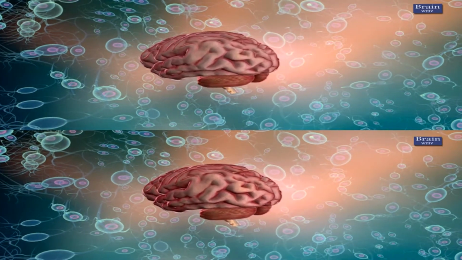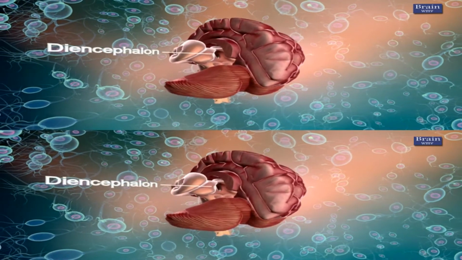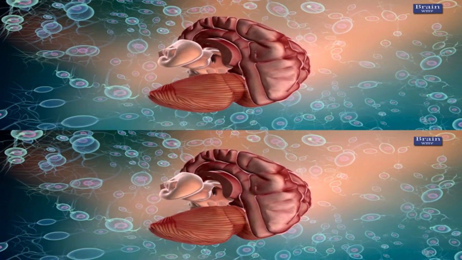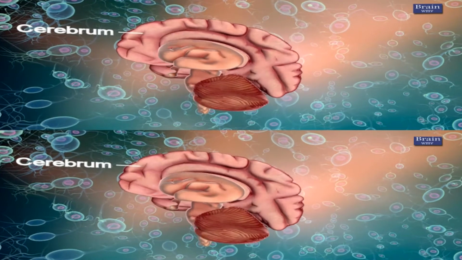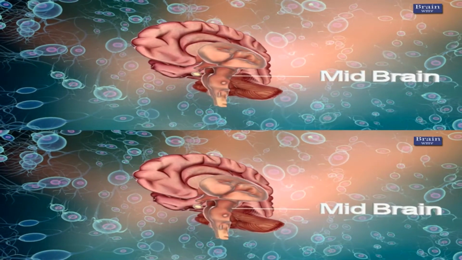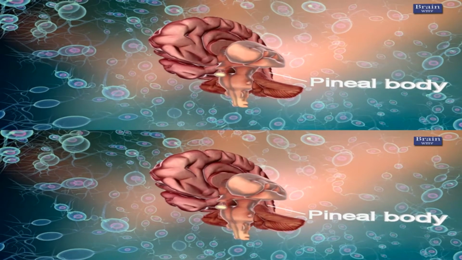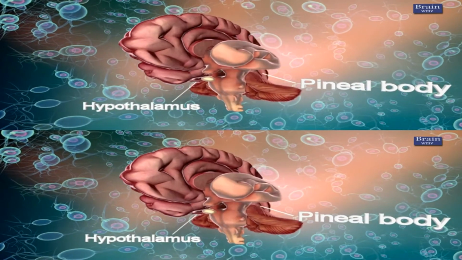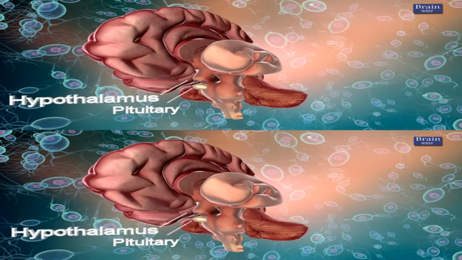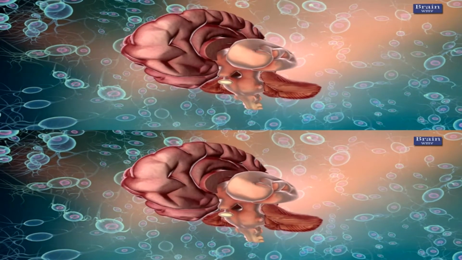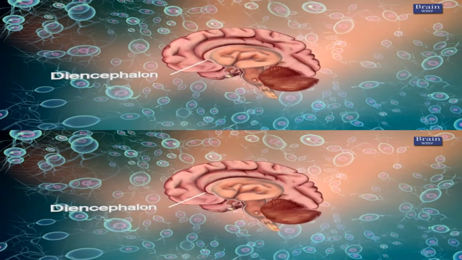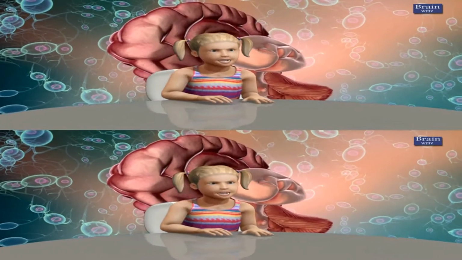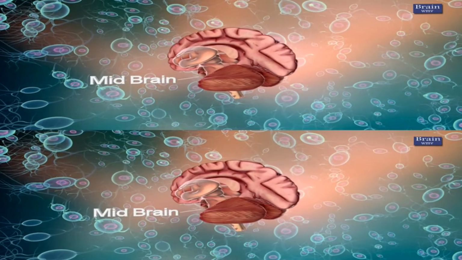The second part of the forebrain is the diencephalon. It is smaller and present below the cerebrum. It connects the forebrain with the midbrain. It has a pineal body on the dorsal side, and the hypothalamus on the ventral side. The pituitary gland attaches to the hypothalamus by a stalk. The diencephalon controls emotions such as anger, pain, and pleasure.